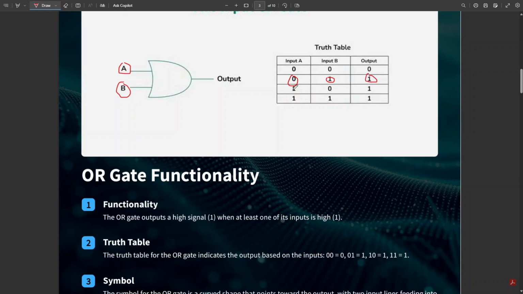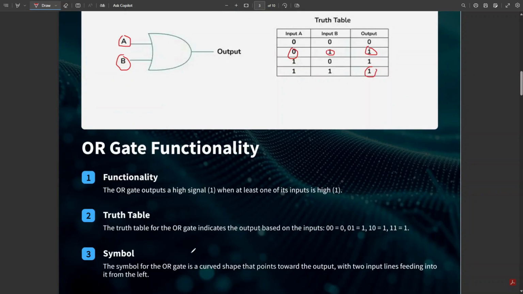It's the same for the rest of them as well. We have 1 here, 0 here, but that doesn't matter. If even one of them is 1, then we're going to get 1 as output. And we can see both of them are 1 here. Even if both of them are 1, we'll still get 1 as an output. The logic gate looks kind of like a curve shape that points towards the output, with two input lines feeding from its left, and we have one output line.